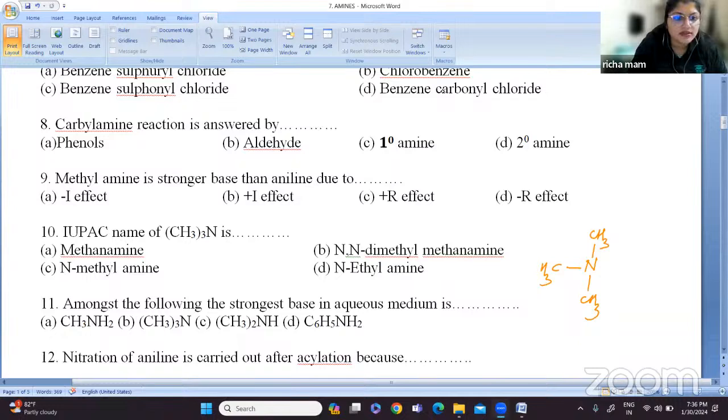Who has answered? Bhagyashree, Vedvati, Priyanka have answered it as B. All have answered it as B.